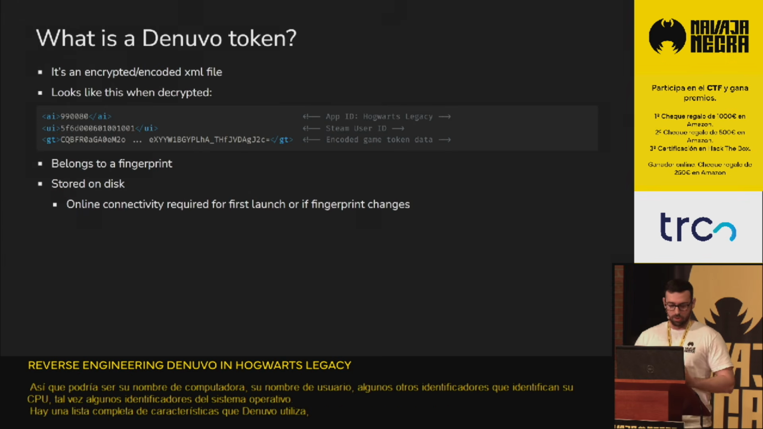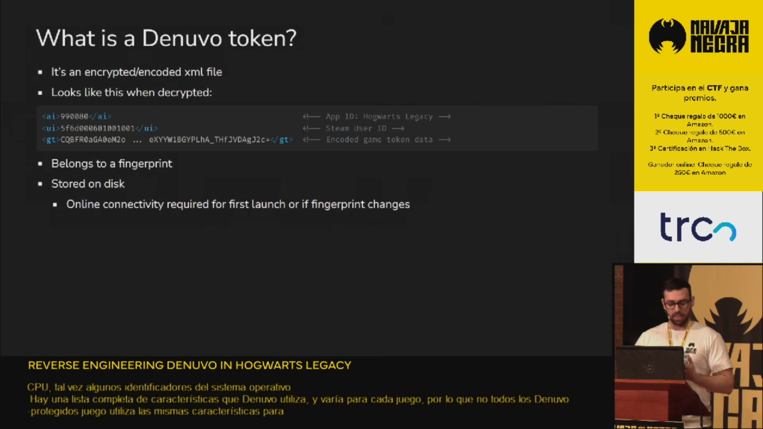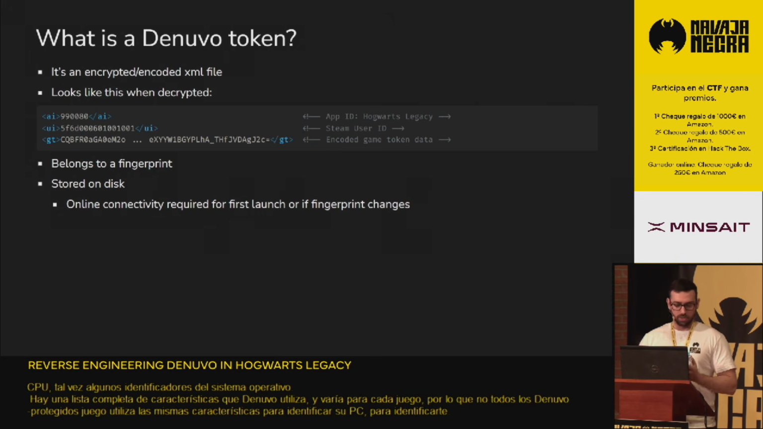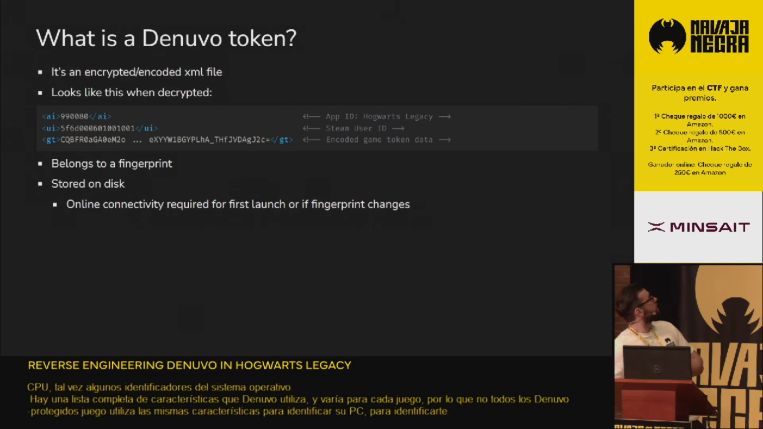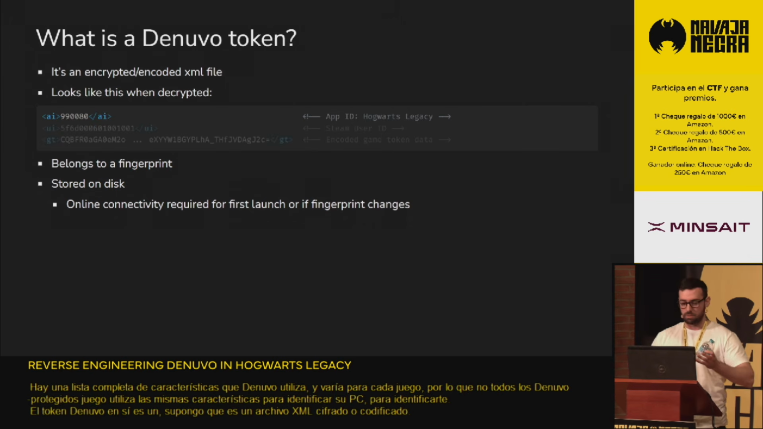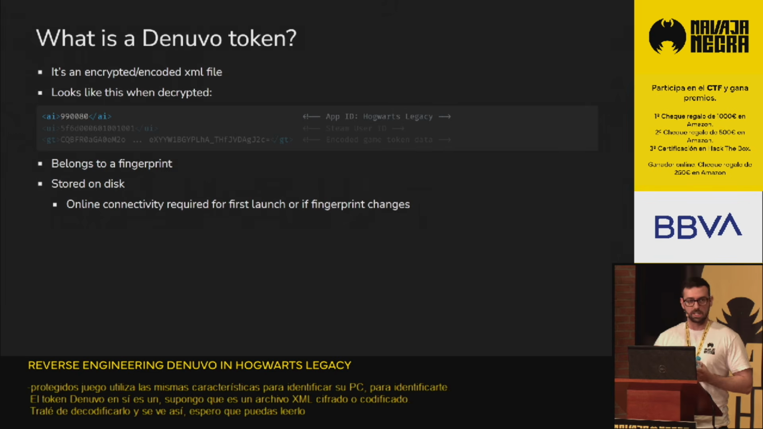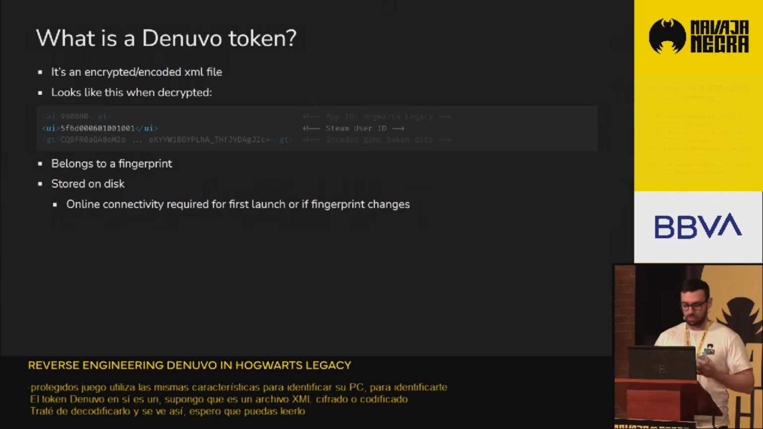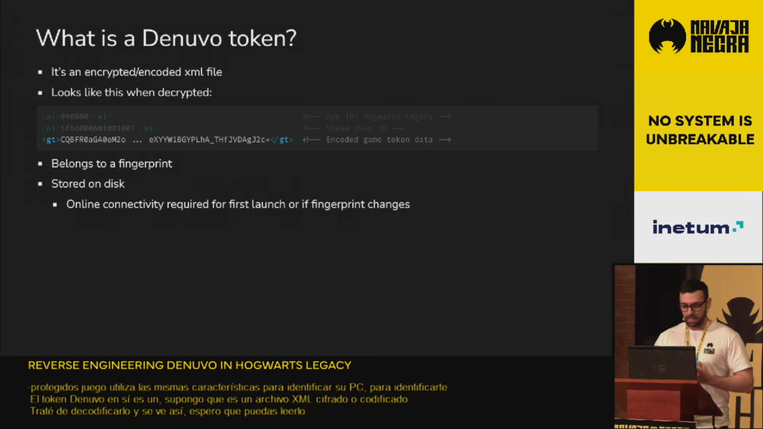The Denuvo token itself is, I guess, an encrypted or encoded XML file. I tried to decode it and it looks like this. I hope you can read it. It starts with some app ID. In my case, it was the Steam app ID of Hogwarts Legacy. And then it contains some user ID of the user who owns the game, in this case that's my Steam ID. And at the end, there's some encoded game token data.